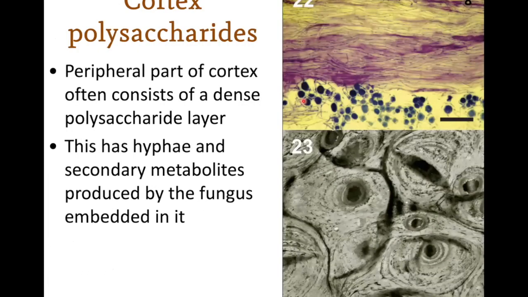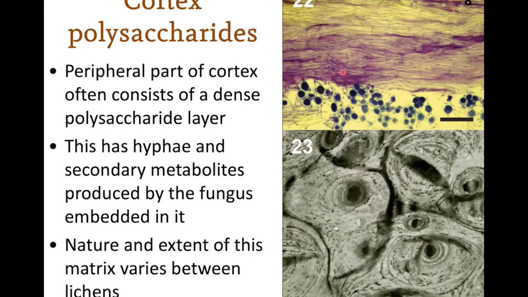Okay, on to the next slide, slide number 8. One of the reasons that lichens are so desiccation resistant is that the fungi produce a layer of polysaccharides, and often this is quite a dense layer of polysaccharides in the outside, the peripheral part of the cortex. And this layer has hyphae, polysaccharides, and also a variety of secondary metabolites that are produced by the fungus embedded in it. And you can't really see much from these pictures here. I'm not expecting you to take much home from these, but these layers contribute to making the lichen very desiccation resistant. And the nature and the extent of this matrix of polysaccharide, hyphae and secondary metabolites varies a lot between different lichens, and is one of the things that gives the lichen its unique morphology.